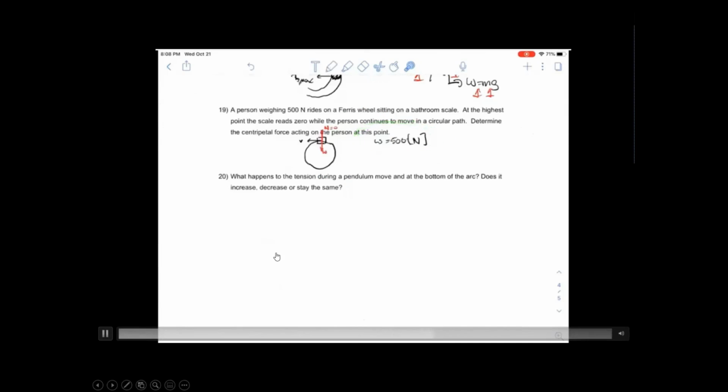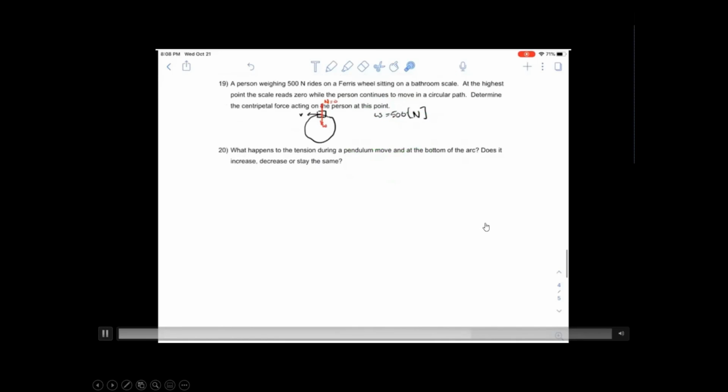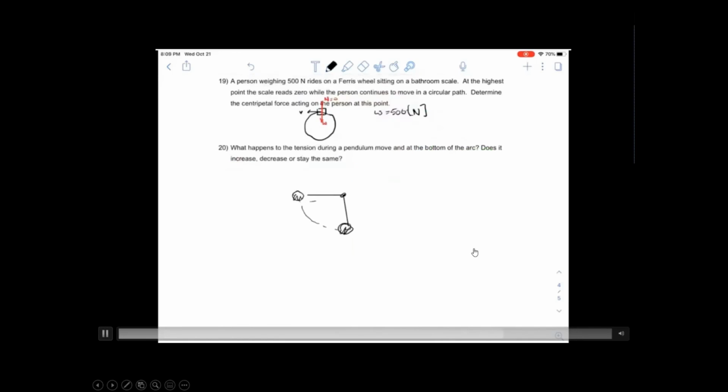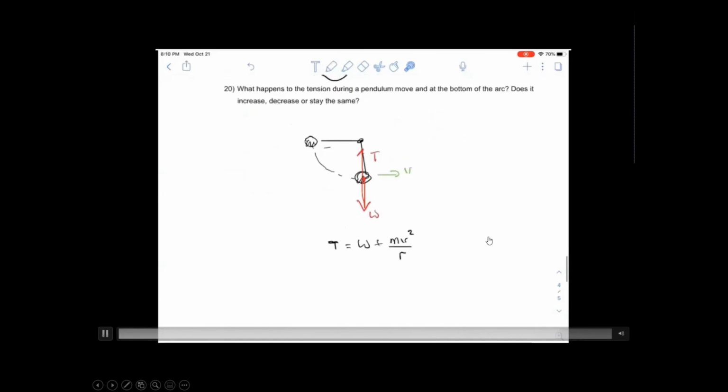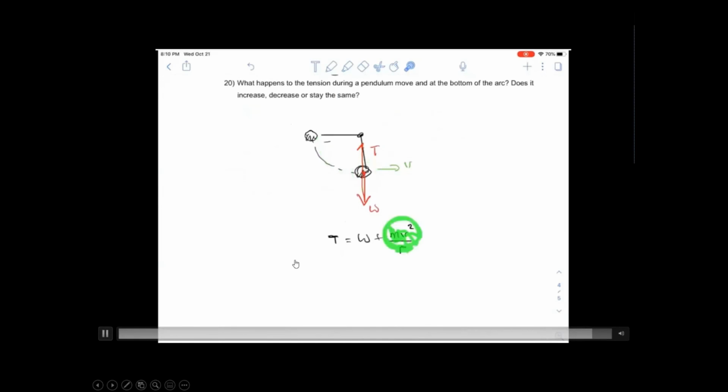All right, so the next one is what happens to tension in a pendulum move at the bottom of the arc? Does it increase, decrease, or stay the same? Well, the tension is going to be sensitive to motion, right? At the bottom of the arc, here's the tension, here's the weight, here's the speed. The faster you go, the larger the tension is. The slower you go, the smaller the tension is. All right, so that's pretty much it.